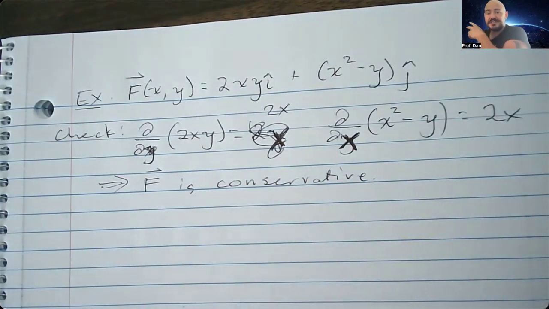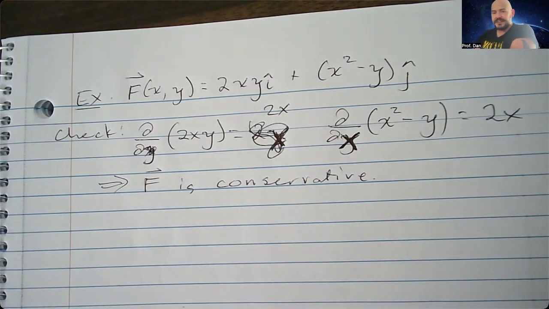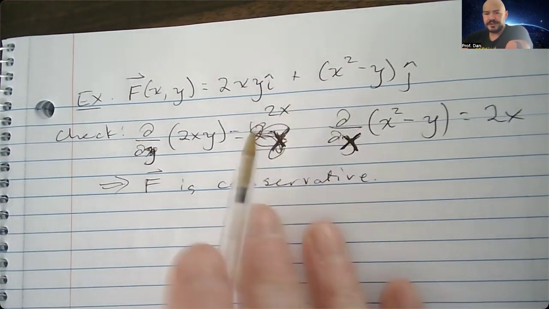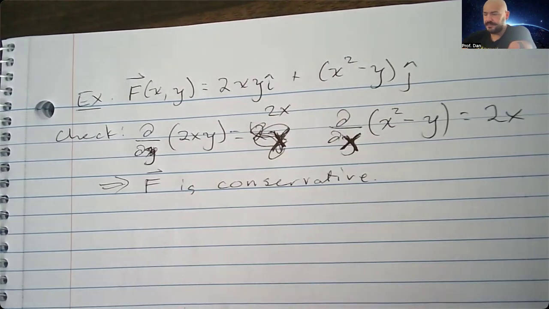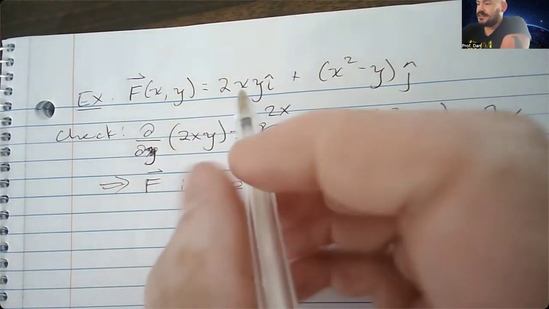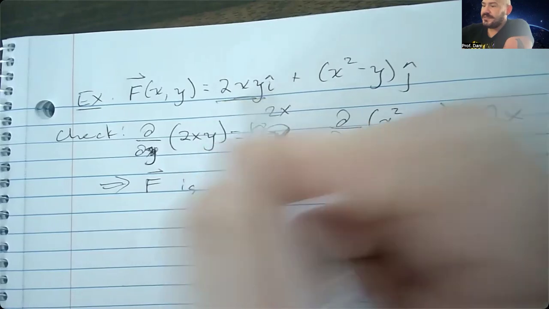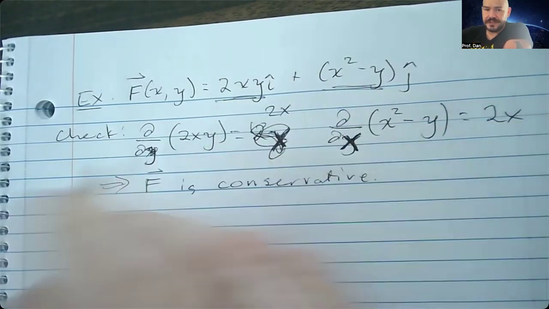And the reason I needed to check that is because now I know that there actually is a potential function. Because here's the thing, if you don't check that and it turns out that f is not conservative, it's going to get pretty rough for you pretty quick. But now that I know that f is conservative, I know that there's going to be a potential function, and I can use the fact that f is the gradient of something to figure that out.